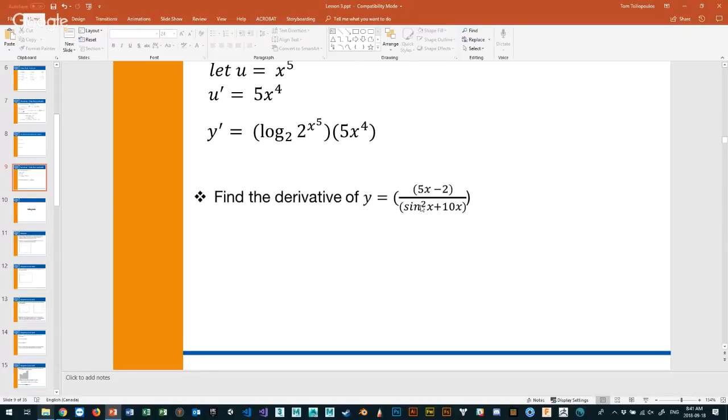So it would be the derivative of the top, which is 5, times the whole bottom, sine squared x plus 10x, minus the top times the derivative of the bottom, and this is where we get into it. The derivative of the bottom would be the chain rule plus 10, because 10x becomes 10. The chain rule is something to the 2, so it'd be 2 times sine x multiplied by cos x. That would be the outer, multiplied by the inner. And then all over sine squared x plus 10x, all squared. Okay, that would be the answer.